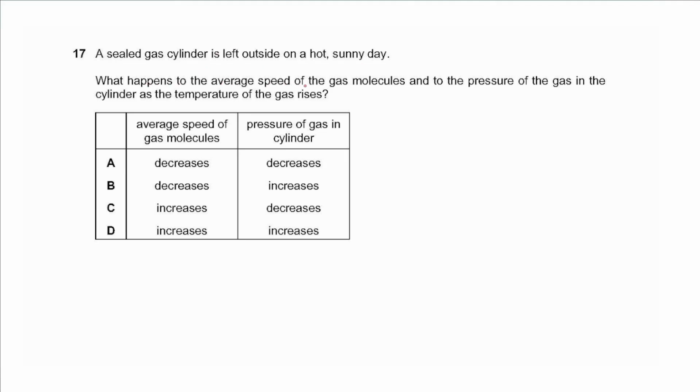Question 17 says a sealed gas cylinder is left outside on a hot sunny day. What happens to the average speed of the gas molecule and the pressure of the gas in the cylinder as the temperature of the gas rises?